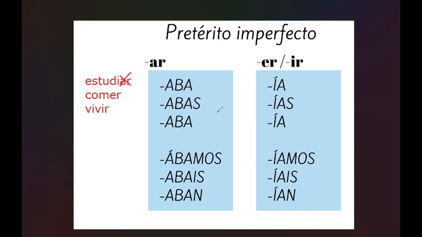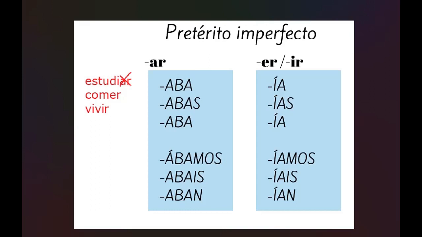Okay? So for nosotros, we are going to use the ending ábamos. So we're going to say nosotros estudiábamos. Okay? For vosotros, we're going to use the ending abais, and we're going to say vosotros estudiabais. For ustedes, we're going to use the ending aban, and we're going to say ustedes estudiaban. Okay? So that's the way in which we're going to use this chart.